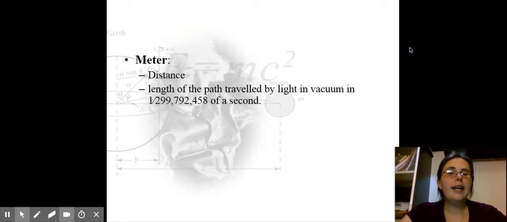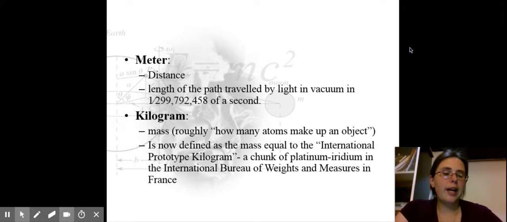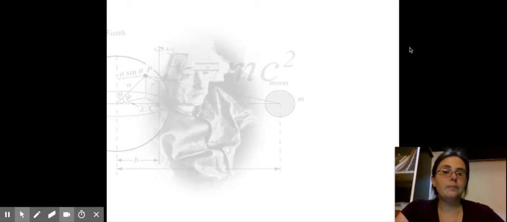A meter is a measurement of distance, and it's the length of the path traveled by light in a vacuum in 1 divided by 299,792,458 of a second. And a kilogram is the mass, which just roughly means how many atoms actually make up an object. And it's actually defined just by taking a chunk of platinum iridium that lives at the International Bureau of Weights and Measures. Yes, that is a place, which is in France. And that chunk is defined as 1 kilogram.